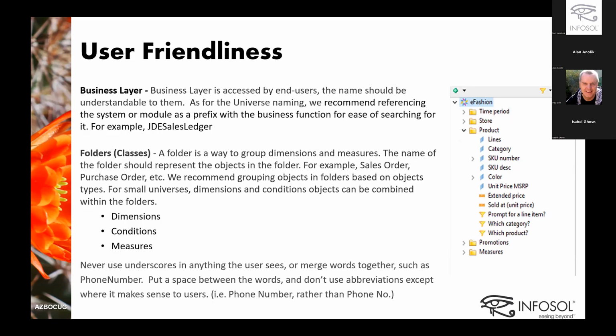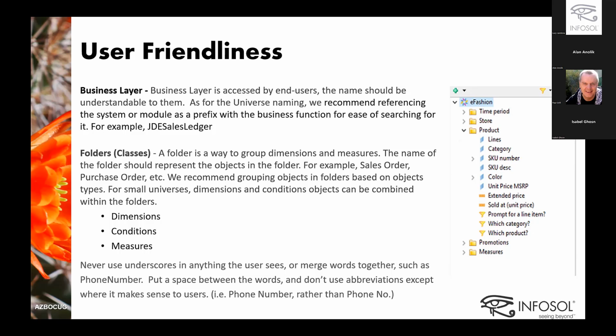And then in the universe design, we use folder classes to organize different dimensions and measures. And so again, the name of the folder should represent the objects in the folder. So if a folder had sales order information in it, it should be called sales order, purchase order for purchase order information, and so on. And I recommend grouping objects in folders based on object type. So put your dimensions in one folder, measures in the other. But if you're dealing with a small universe, it would be okay to combine like dimensions and conditions in one.